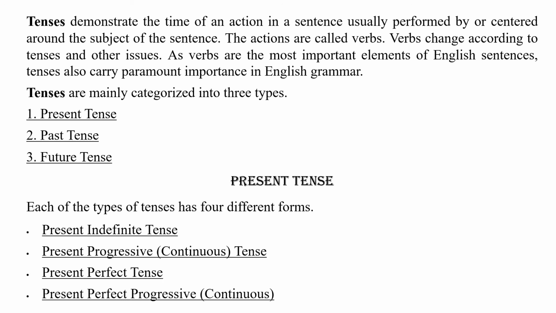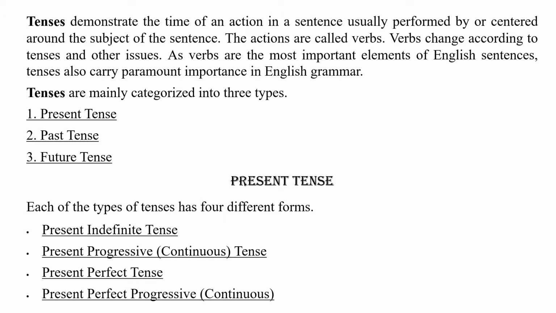Tenses demonstrate the time of an action in a sentence, usually performed by or centered around the subject of the sentence. The actions are called verbs. Verbs change according to tenses and other issues. As verbs are the most important elements of English sentences, tenses also carry paramount importance in English grammar. Tenses are mainly categorized into three types: present tense, past tense, and future tense.